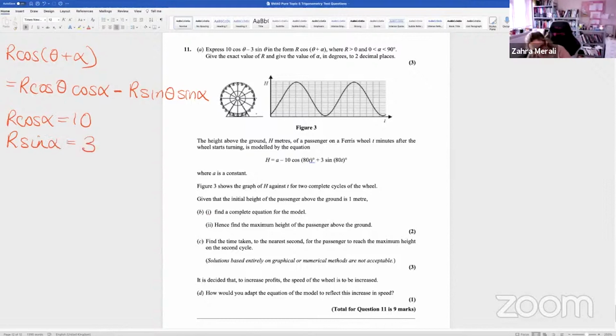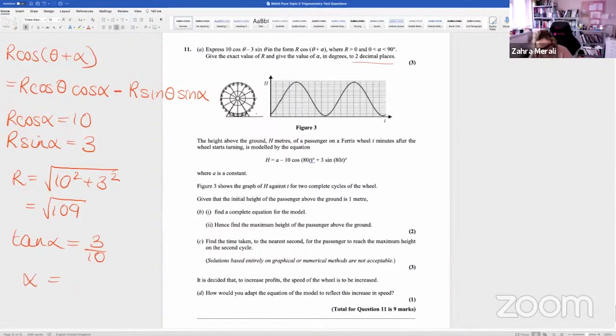I know that my r is always the square root of the sum of the squares of those values. So r is the square root of 109. Tan alpha is going to be my sine over my cos, so 3/10. And alpha is, to 2 decimal places in degrees, 16.70. And then I always make sure I rewrite it because I'm going to have to use it. So I'm going to rewrite it as root 109 cos(theta plus 16.7).